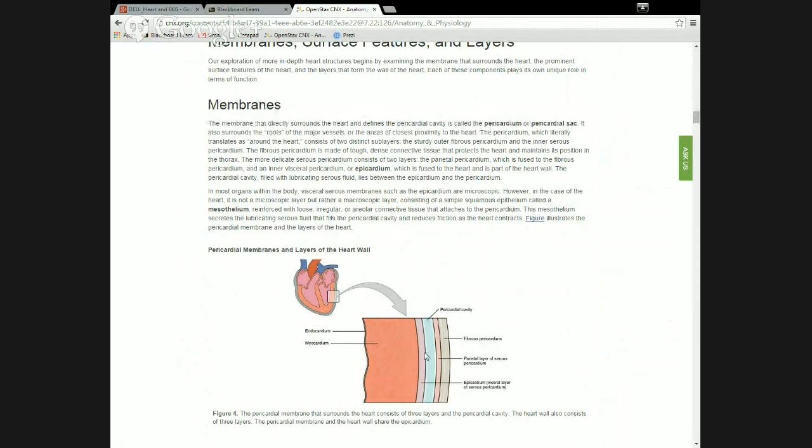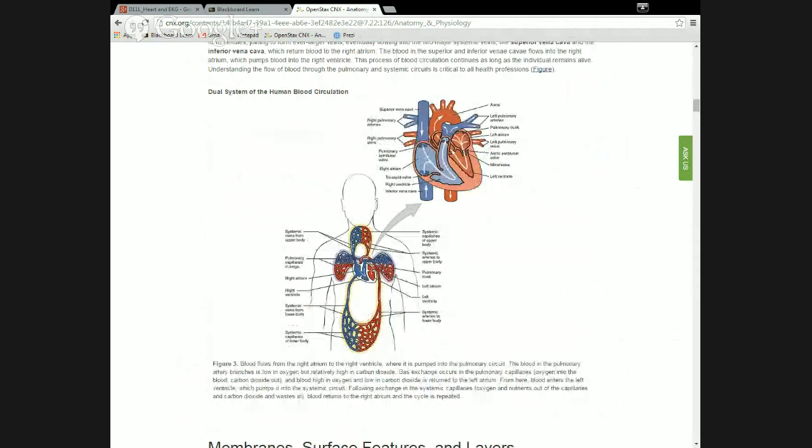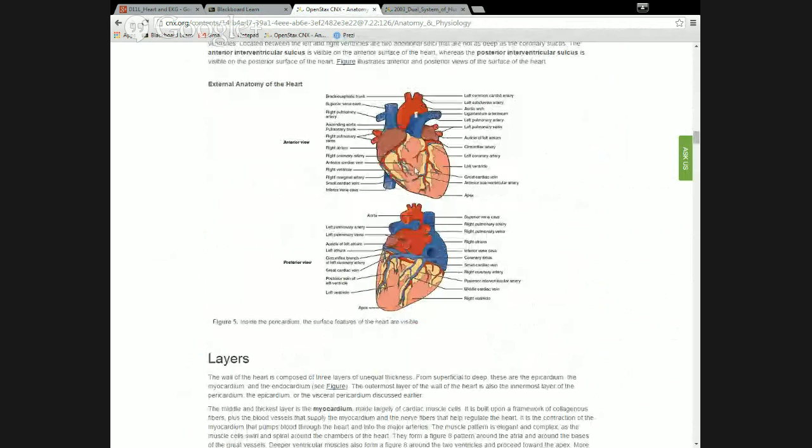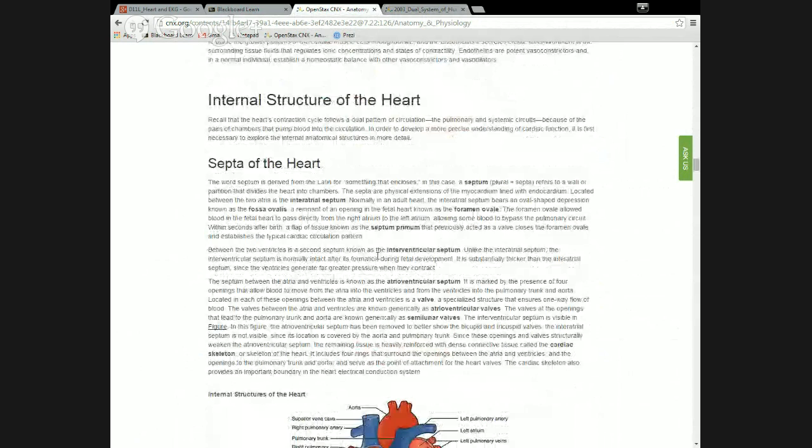Here they address the idea of the chambers to some degree in terms of how blood circulates through the system. And I'll come back to that in a little bit. I just wanted to pull that picture up. The surface anatomy of the heart, you can look at here if you want to. I'm going to pay more attention to what we see inside the heart, which is represented in this picture here.